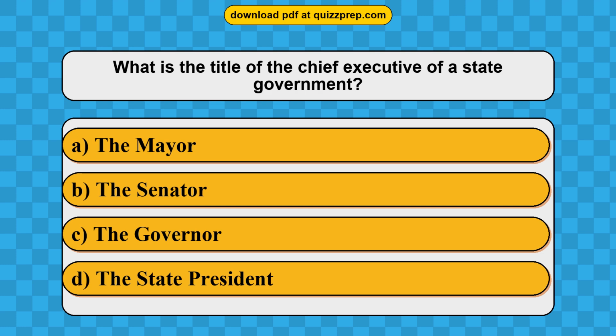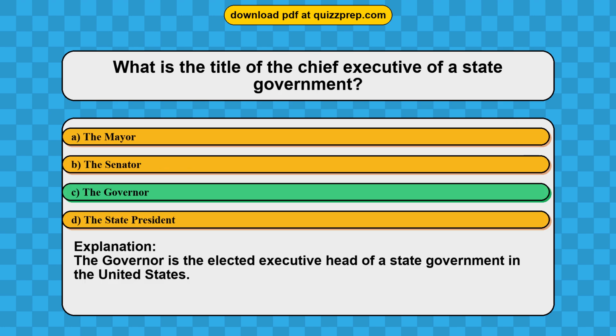Option A. The mayor. Option B. The senator. Option C. The governor. Option D. The state president. The correct answer is option C, the governor. The governor is the elected executive head of a state government in the United States.